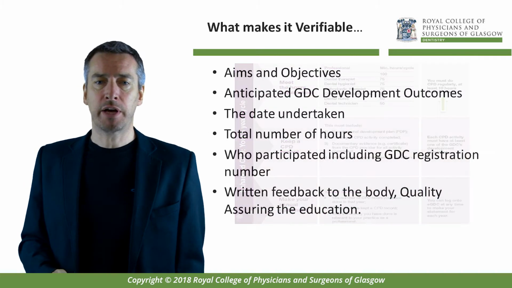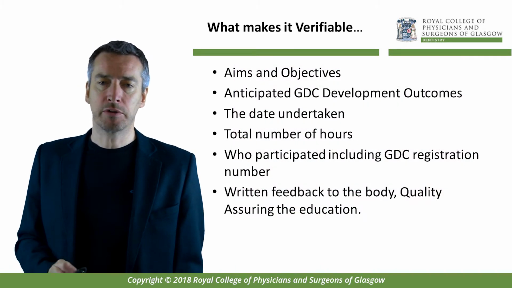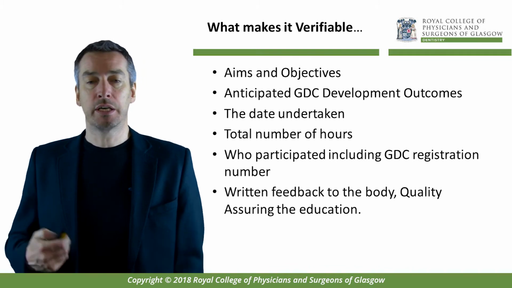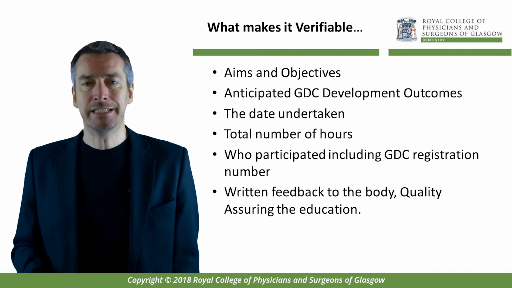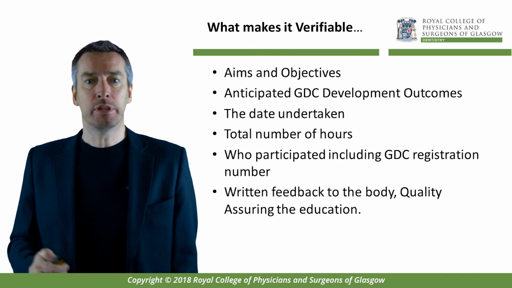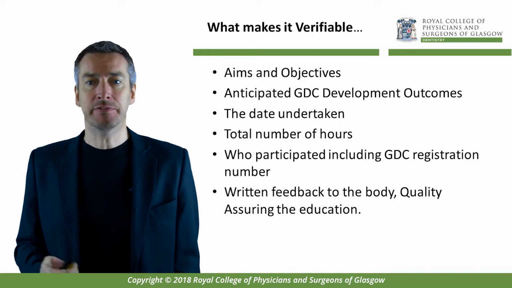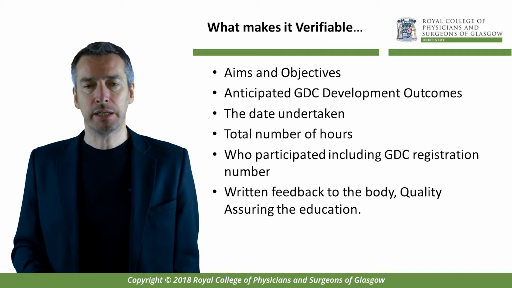So what makes it verifiable? And this is what I was mentioning right at the beginning of the presentation, are the aims and objectives. So if we don't have aims and objectives, it's not verifiable, so they need to be there. Now, one of the changes is that we need to identify the anticipated GDC development outcomes. And as I've said already, we'll mention that a little bit later on.